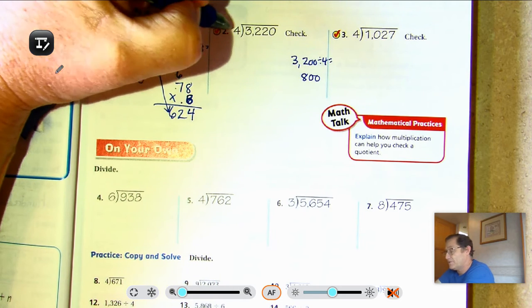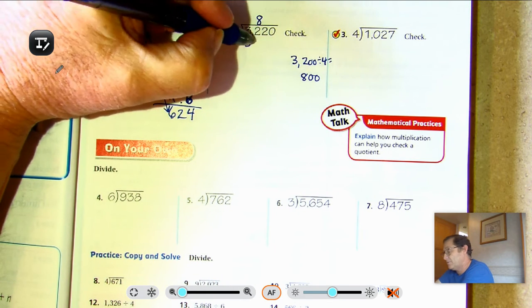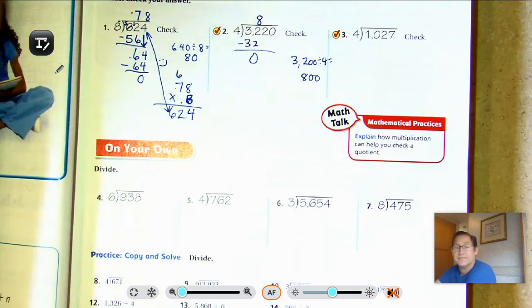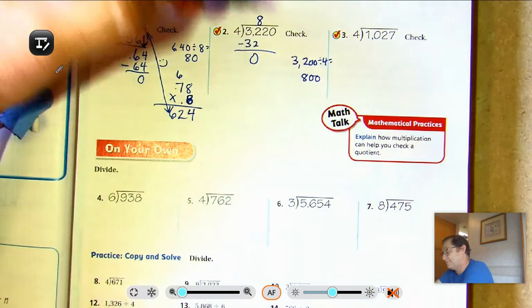So let's divide. 3,200s divided by 4. That is 8. 8 times 4 is 32. Subtract, we get 0 hundreds left. All right, so let's move on to the tens.